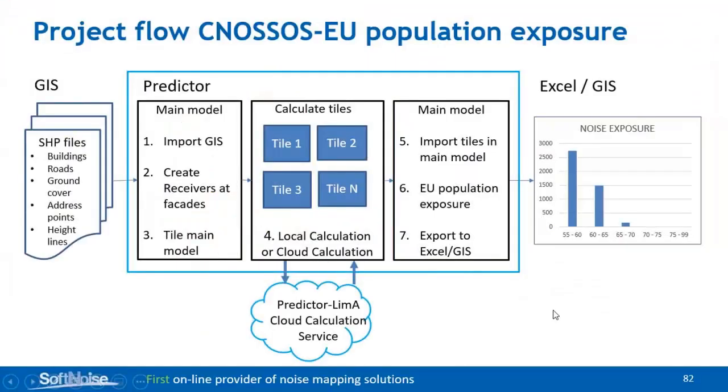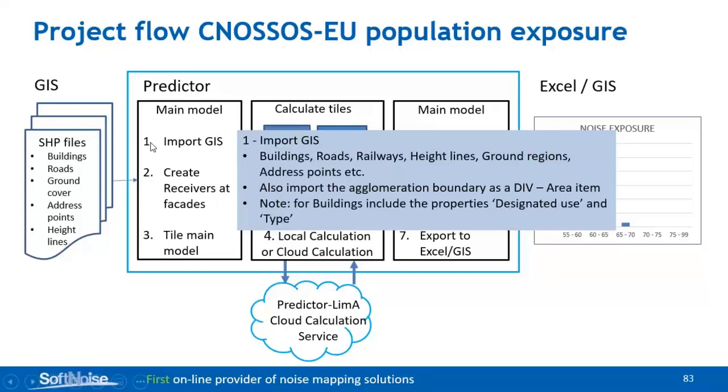So coming back to the flow, this is the main flow that I've shown you over the last 4 webinars. The first option is, of course, to import the GIS data. You import the buildings, the roads, the railways, the height lines, the ground regions, the address points. And you can also import the agglomeration boundary as a diff area item. Note that for buildings, you need to include the properties designated use and type. Those are important when you import the GIS data.